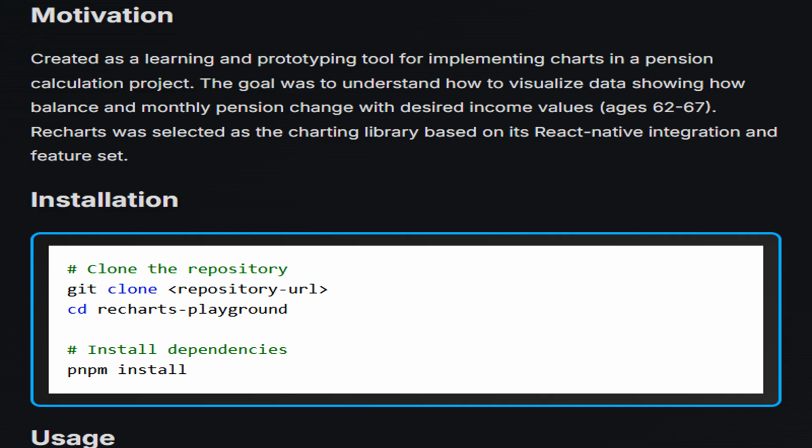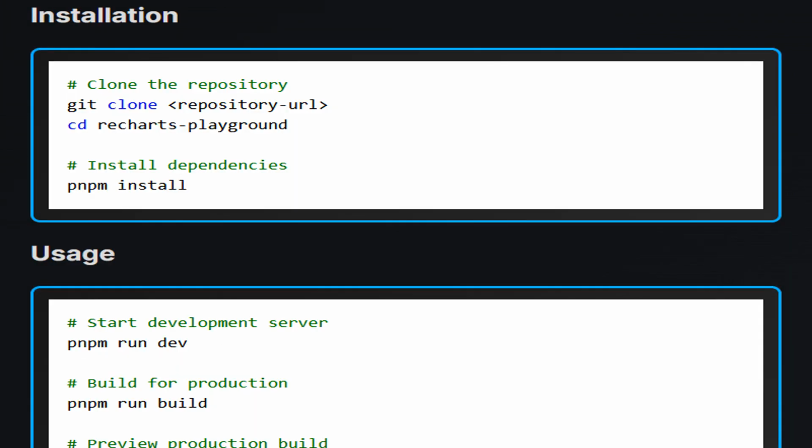specified age range. It highlights the choice of recharts for its compatibility with React Native and its rich features for data visualization. This part outlines the installation steps, including cloning the repository and installing dependencies using PNPM. Acquiring the necessary packages is essential to set up the project environment for further development.